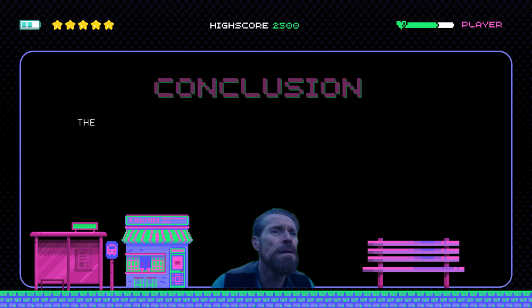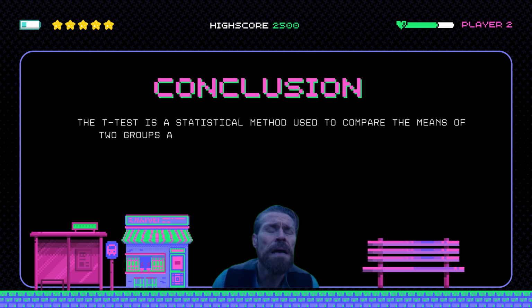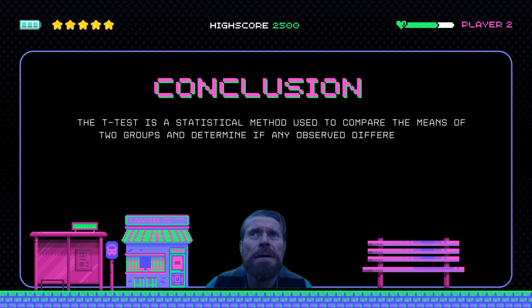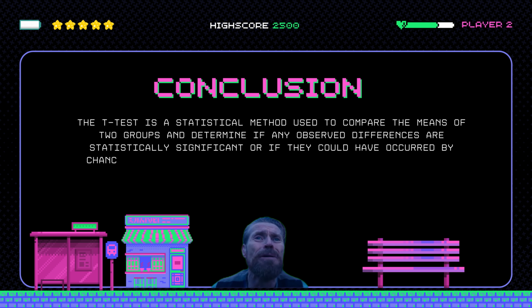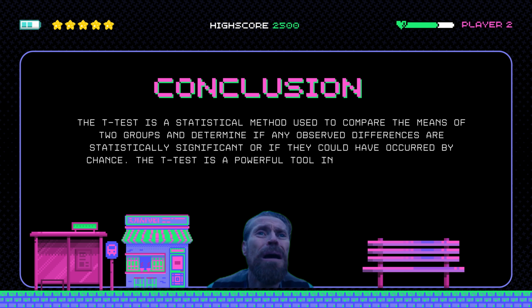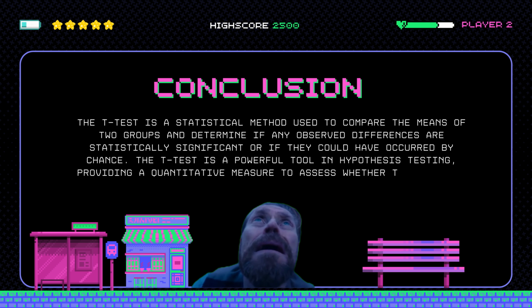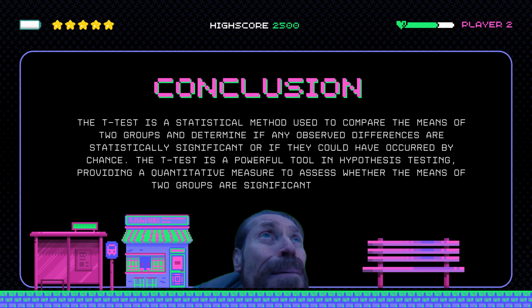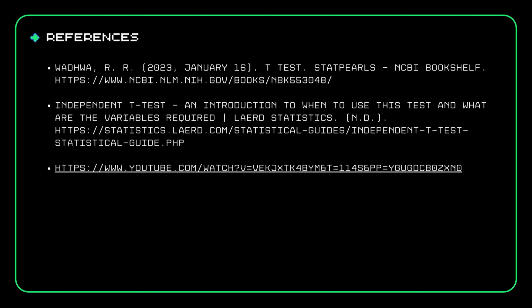To conclude the presentation, the t-test is a statistical method used to compare the means of 2 groups and determine if any observed differences are statistically significant or if they could have occurred by chance. The t-test is a powerful tool in hypothesis testing, providing a quantitative measure to assess whether the means of 2 groups are significantly different. And here are our references.